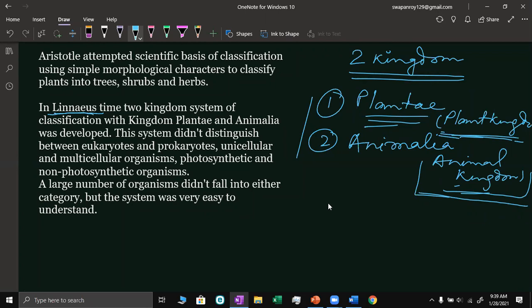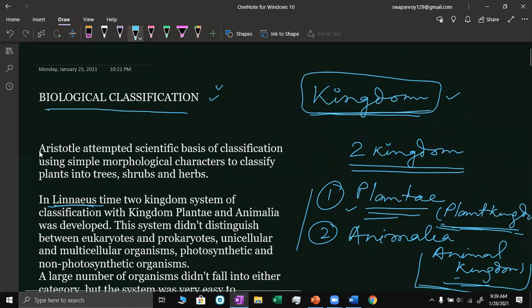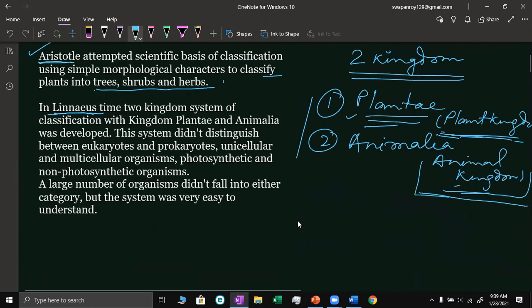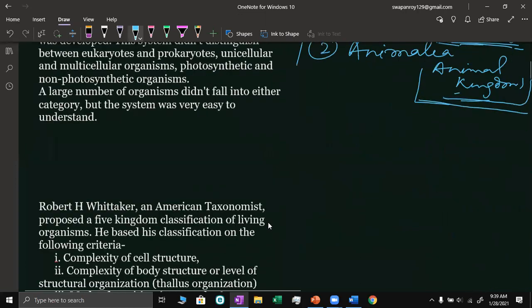Those who don't study botany or zoology, or are not even going to school, everyone knows which one is plant, which one is animal. So that way it was kept. But the first scientific mode of classification was started by Aristotle, who classified all the plants into three groups: trees, shrubs, and herbs. Time to time, many people have classified plants and animals based on different characteristics, different uses. But the scientific studies started later on.